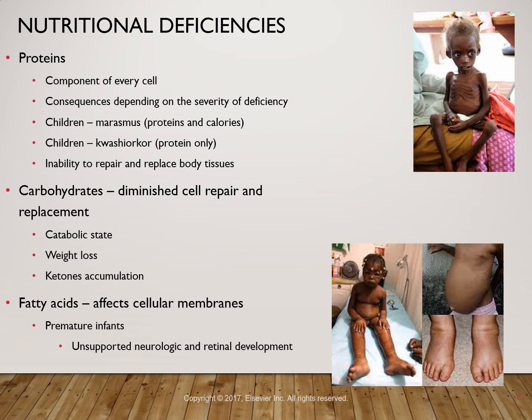Fat-soluble vitamins include A, D, E, and K. Water-soluble vitamins are vitamin C and the B vitamins, which include thiamine, riboflavin, niacin, pyridoxine, pantothenic acid, biotin, folate, and cobalamin. Major minerals are calcium, phosphorus, magnesium, sodium, potassium, and chloride.